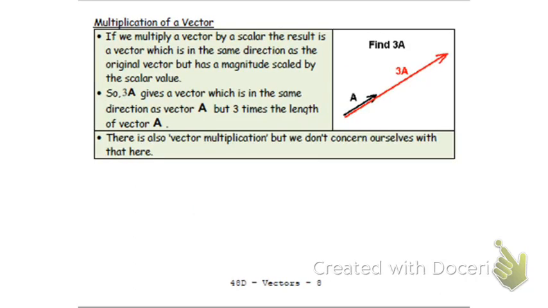Want to multiply? If that's vector C, that's vector 2C. That's vector 3C. That's vector half a C. That's vector a tenth of a C. You just keep the same direction, longer or shorter. So that's pretty straightforward.